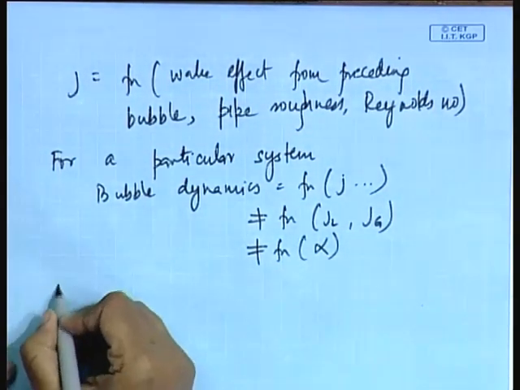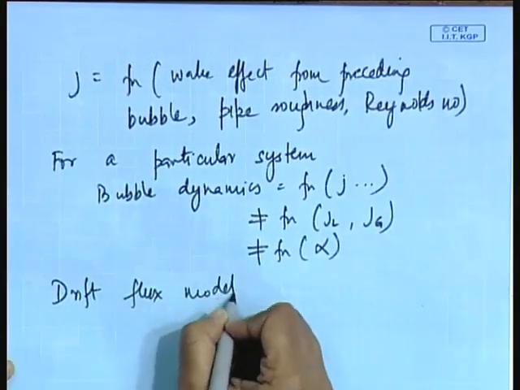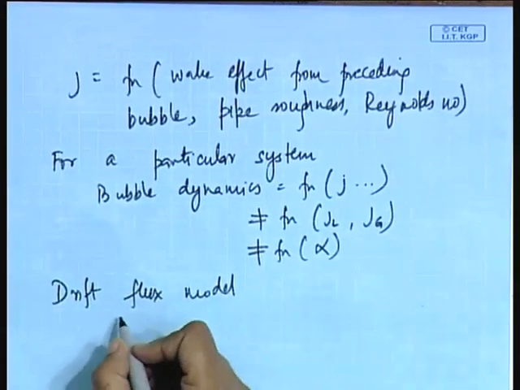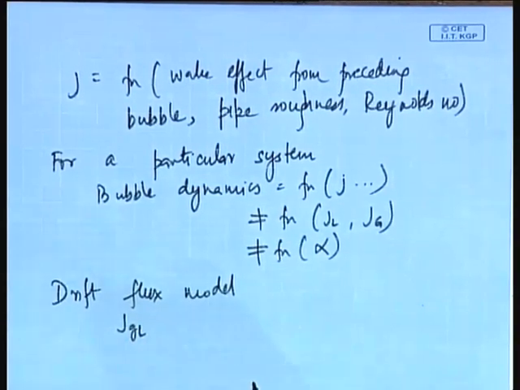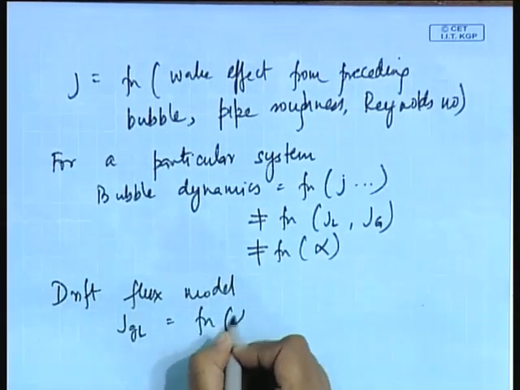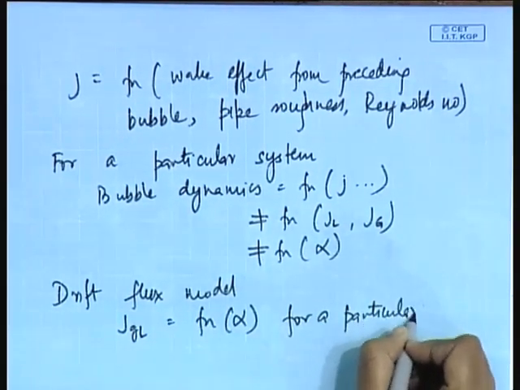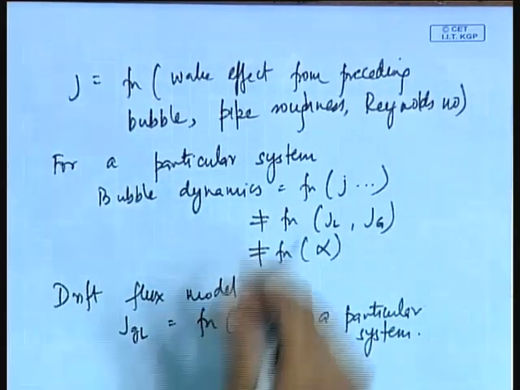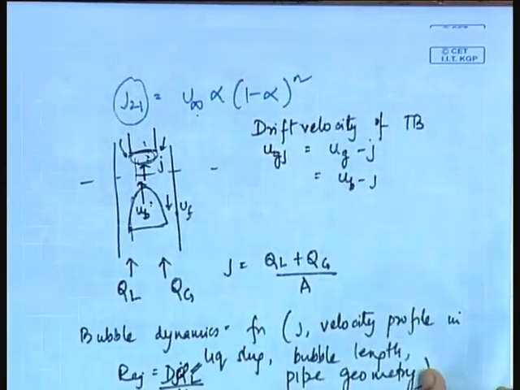Again, from drift velocity or from the drift flux model, what do we get? Let us consider the drift flux model. If you remember, we obtained JGL, which was a function of alpha for a particular system. Do you remember this thing we had obtained there? That is why we said JGL equals U infinity, and from there itself we had written down this particular expression. So, it was a function of alpha only.